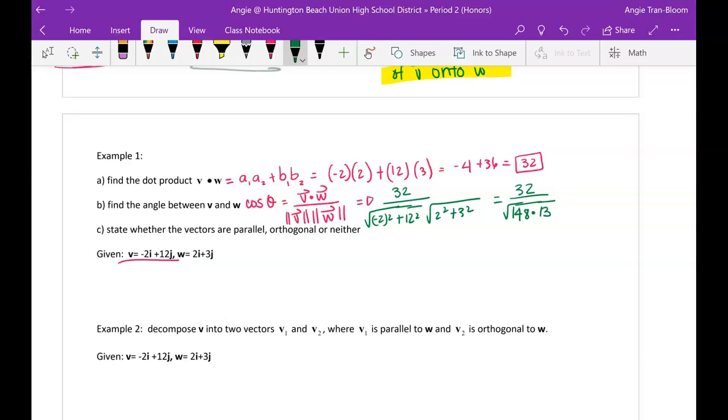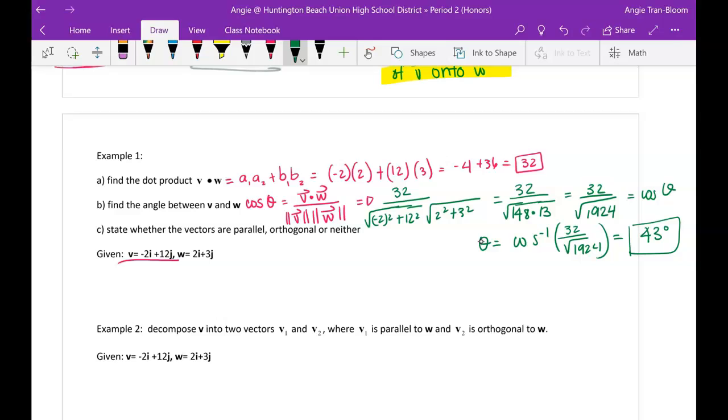So 148 times 13, let me bust out my calculator. It's going to be 1924. So that's just basic math. Now this equals cosine of theta. I need to find theta, so now I need to use cosine inverse. So it's going to be 32 divided by square root of 1924. Punch in my calculator, my angle comes out to be 43 degrees. And that looks pretty good. So that's my final answer.